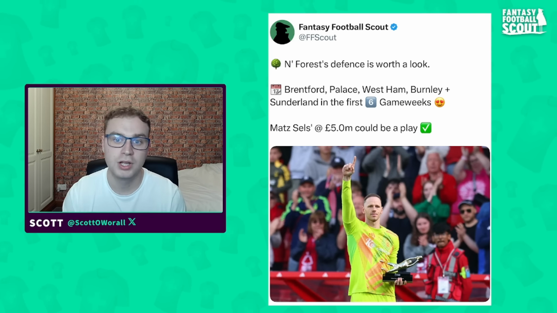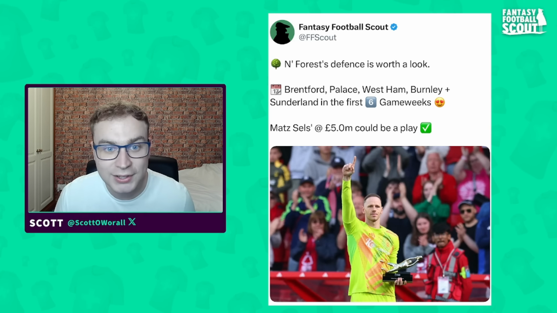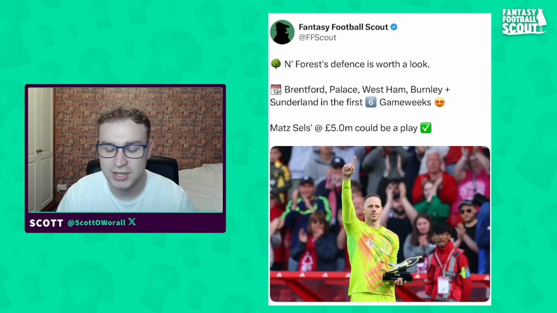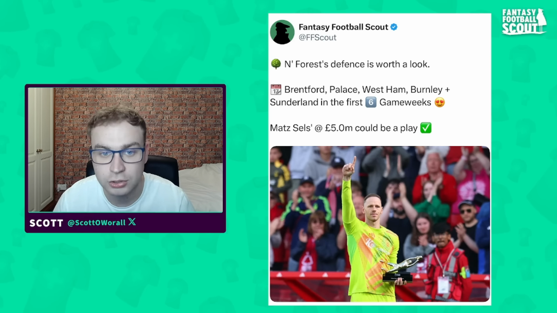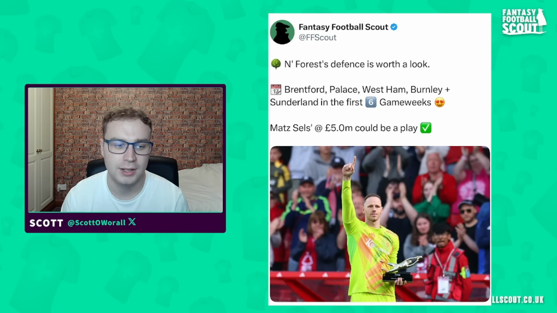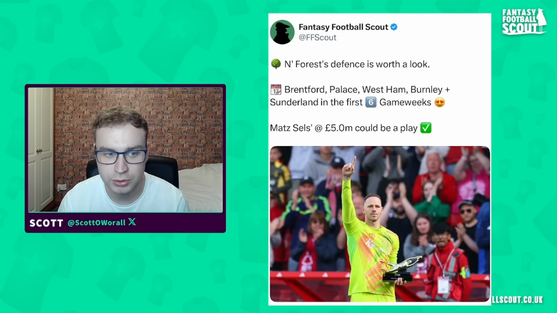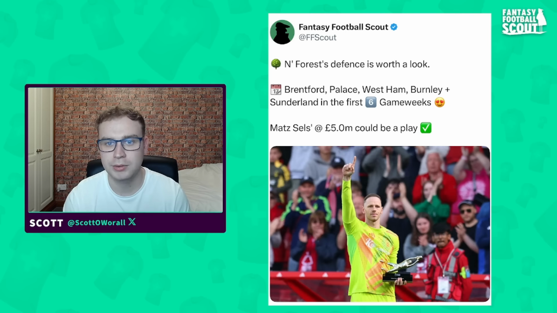So the likes of Matt Sels, obviously, he was a high-scoring goalkeeper last year. The likes of Aina looks like a really decent option. The likes of, of course, Milenković was a really strong option. So that could be something definitely to look at in your first few games. Definitely the Notts Forest defence.